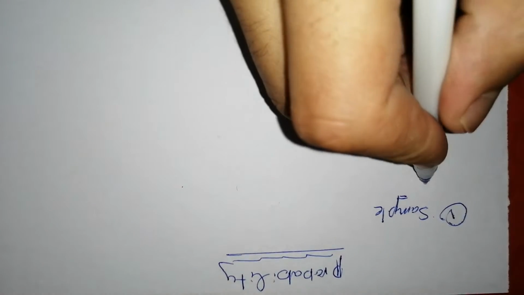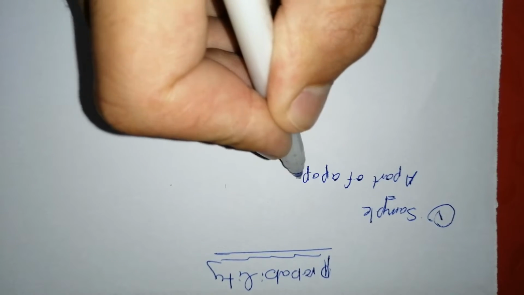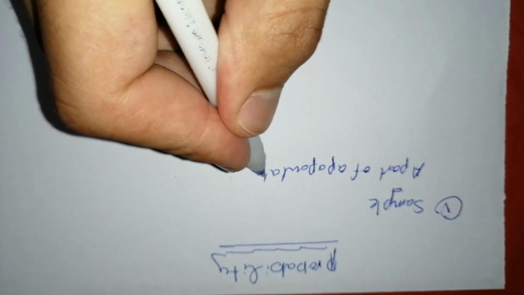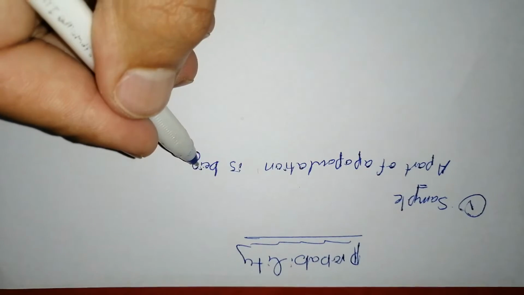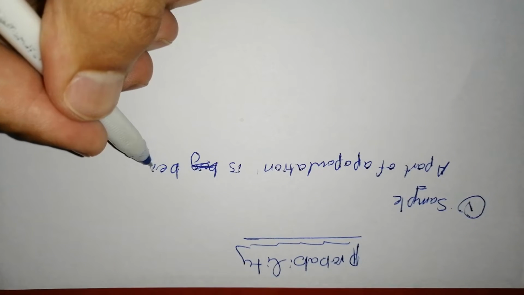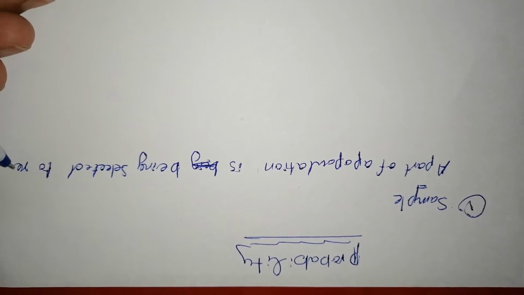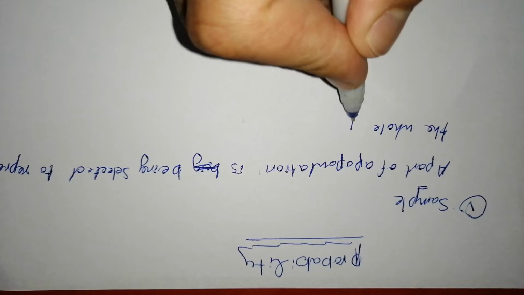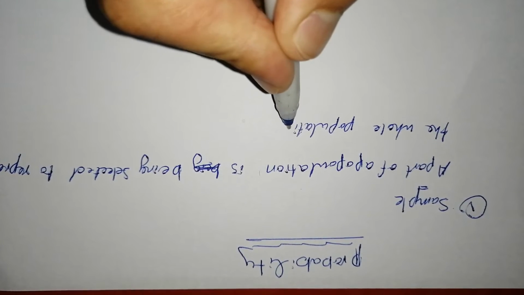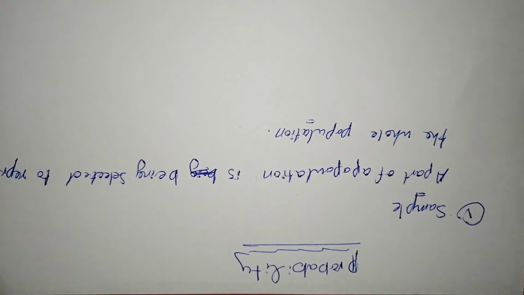So we can say that the sample is a part of a population. A part of the population is being selected to represent the whole population, so we can predict the manner of the population by studying the sample. That's very good. Now we're talking about sample space.